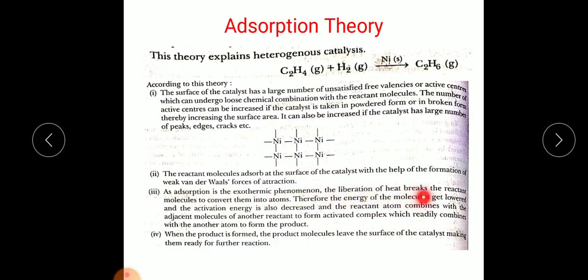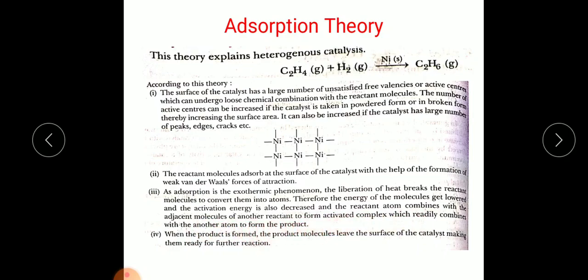As adsorption is an exothermic phenomenon, the liberation of heat breaks the reactant molecules to convert them into atoms. So since adsorption is an exothermic process, heat is liberated, and the reactant molecules break down into atoms. Therefore the energy of the molecules gets lowered and the activation energy is also decreased, and the reactant atom combines with the adjacent molecule of another reactant to form an activated complex, which readily forms the product.